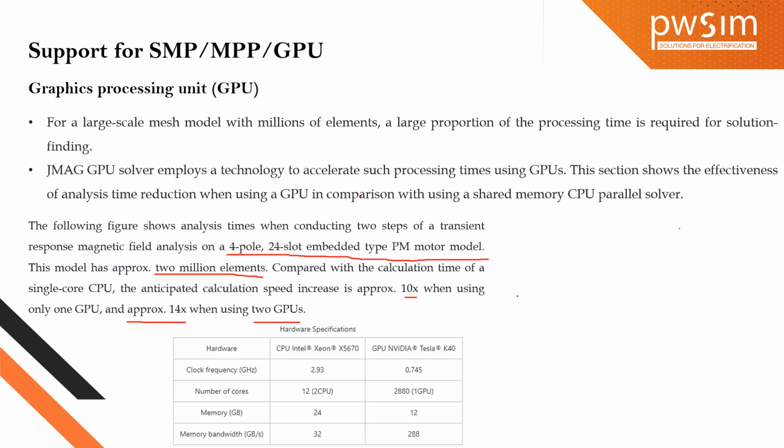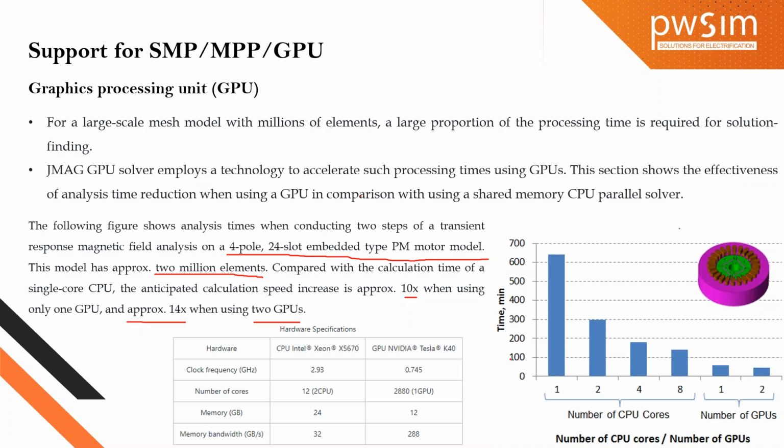Okay, here is the example of this. The y-axis shows the time in minutes and the x-axis compares the number of CPU cores and the number of GPUs. This is the hardware specification. We have a CPU Intel Xeon X5670 and also a GPU NVIDIA Tesla K40. This is for a GPU and this is for a normal CPU. We have 12 cores for the CPU, and in the GPU we have 2880 cores, which is also called one GPU.